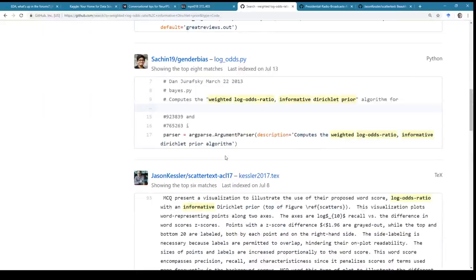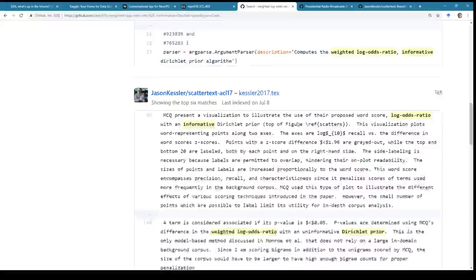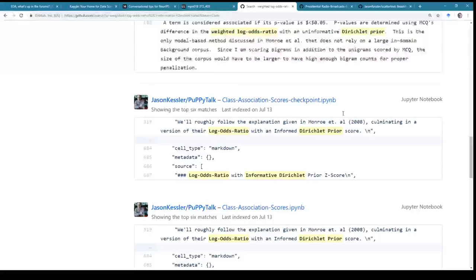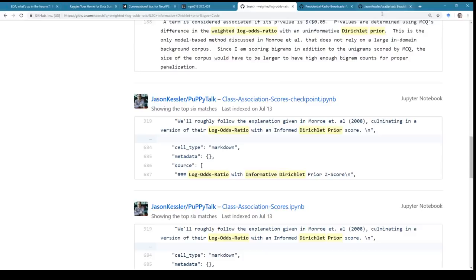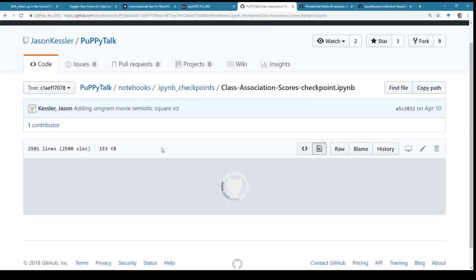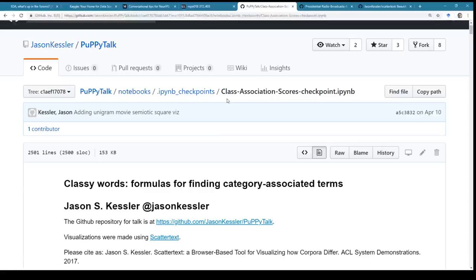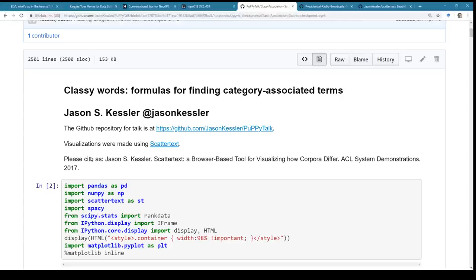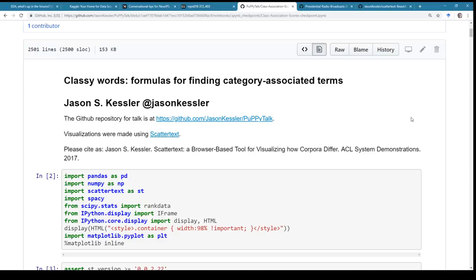So it also looks like Jason Kessler has done some implementation of this in the scattertext package. So let's check out this notebook, because I think this is going to be very informative for us. And Jason, I've met him in Seattle. I don't know if he's from Seattle necessarily. Yeah, he must be, because he gave this at PuPPy, which is a Seattle area meetup. So another Seattle peep.